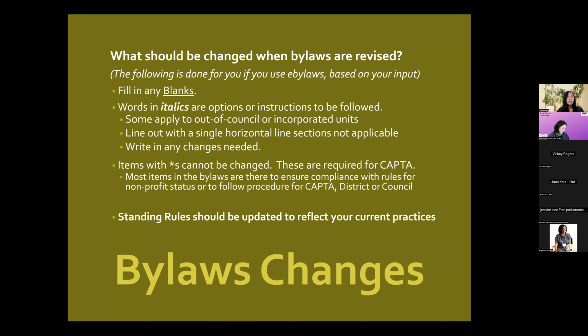When you go to do your bylaws, you want to fill in any blanks. Any words in italics are optional, or there will be instructions to be followed for those. There are two different forms: an incorporated form and an unincorporated form. If you are a corporation, your bylaws will look slightly different than those who are not incorporated. Anything that has a star or multiple stars in the bylaws or standing rules cannot be changed.